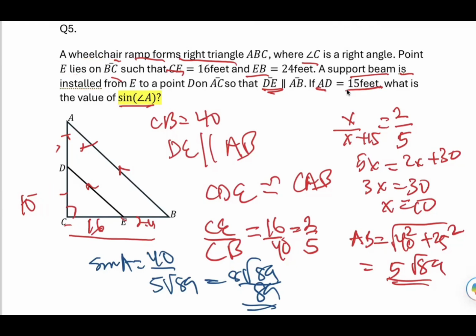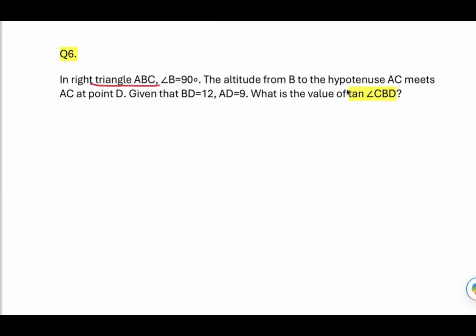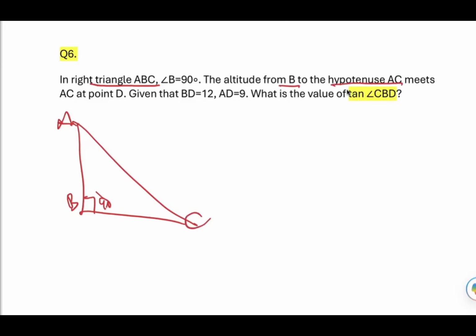Same pattern. You have a right triangle ABC, right? And it said the angle B is 90 degrees. So this is ABC. The altitude from B to hypotenuse AC. So this is AC. This is B to AC, right? Meet at the point D. Given that BD is 12. Here is 12. And AD is 9. What is the value of tan CBD? The angle is at B. So we're trying to find this angle here.